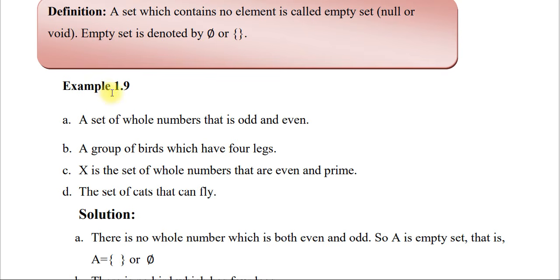ለምሳሌ example 1.9, a set of whole numbers that is odd and even.